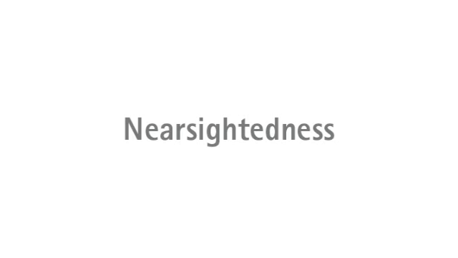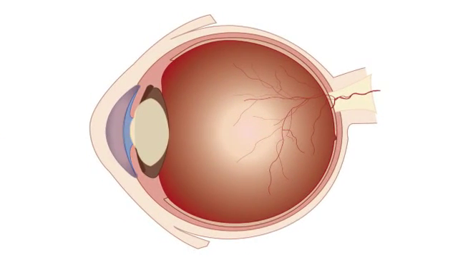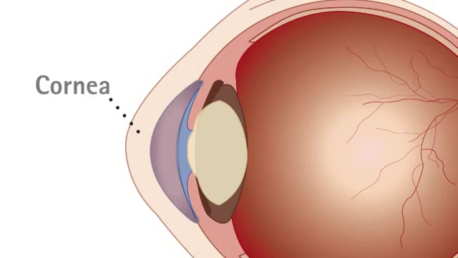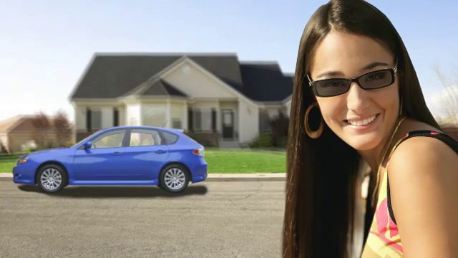Myopia. Myopia, also referred to as nearsightedness, is a vision disorder that occurs when the light refracted into the eye focuses in front of the retina instead of directly on it. This condition is often the result of an eyeball that is too long or a cornea that is too steep. People with myopia see nearby objects clearly, but distant objects appear blurred.